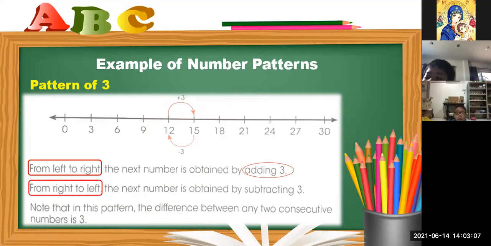Now from right to left, the number is obtained by subtracting 3. Okay, subtracting 3. If the number is from right to left, you can see here from number 15 going back to number 12, that is from right going to left. So that is minus 3, subtracting 3. Now note that in this pattern, the difference between any two consecutive numbers is 3.